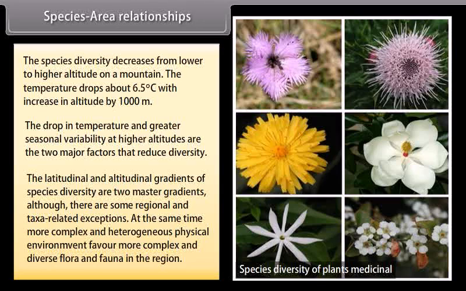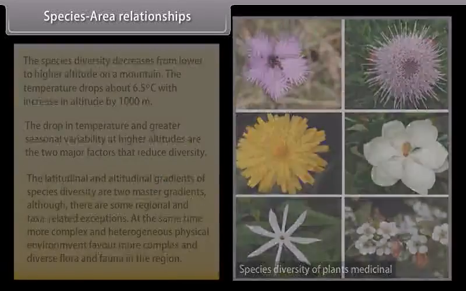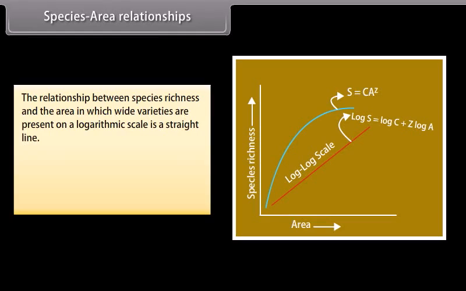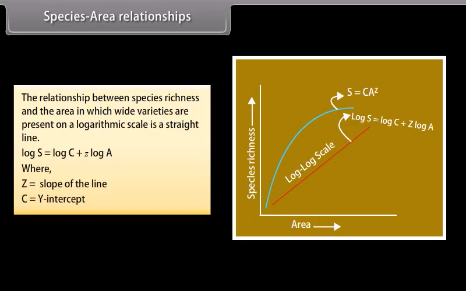At the same time, more complex and heterogeneous physical environment favor more complex and diverse flora and fauna in the region. The relationship between species richness and the area in which wide varieties are present on a logarithmic scale is a straight line given below. Log S equals log C plus Z log A. Z is the slope of the line. C is the y-intercept.